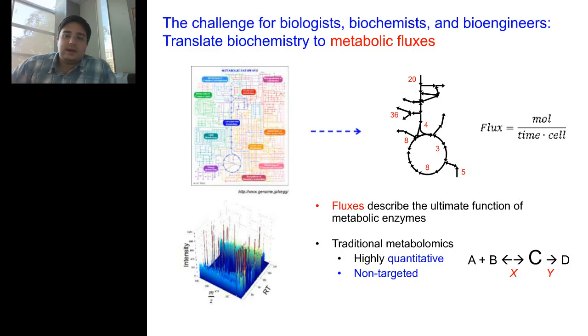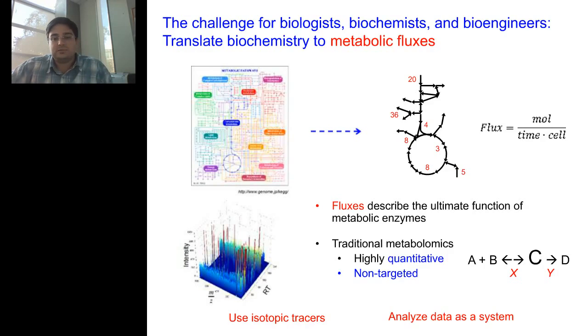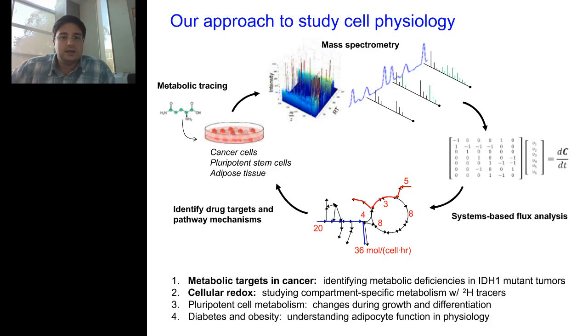So, if we extrapolate this to a larger map where there may be 50 or 100 enzymes that will metabolize metabolite C, you can see that this gets pretty complex. The way we circumvent this issue is by incorporating the use of isotope tracers and applying some systems-based analyses of our data sets. And that's the general approach that we take in the lab.